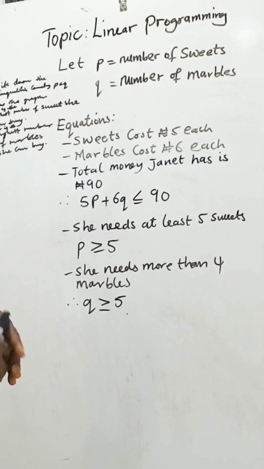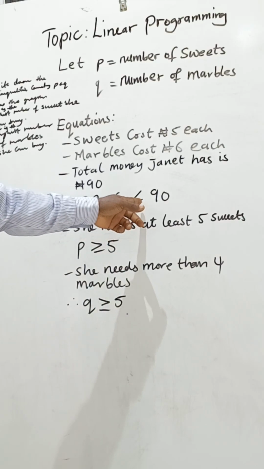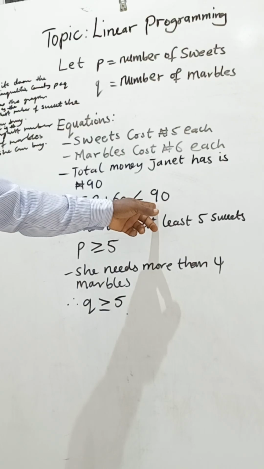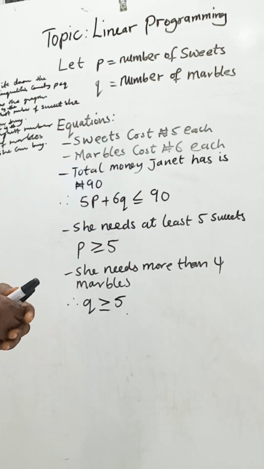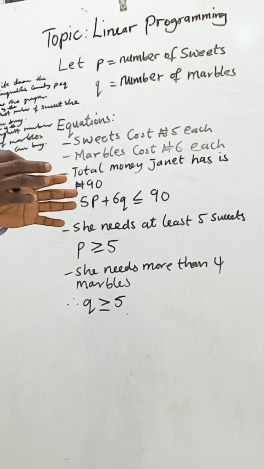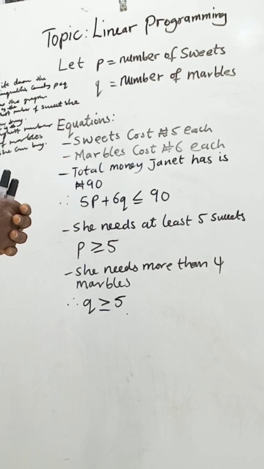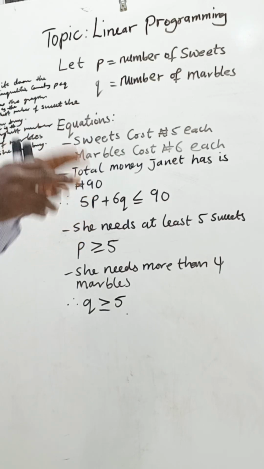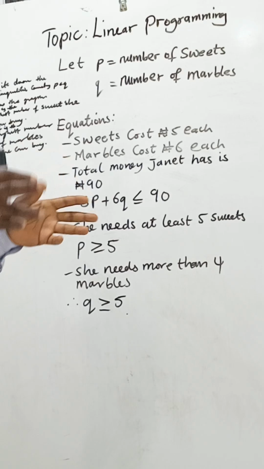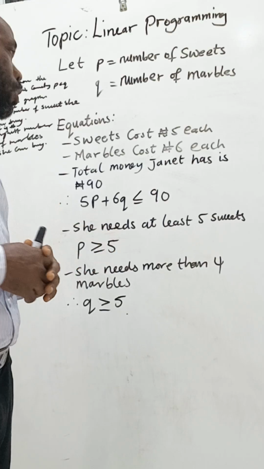So the first thing we need to do, we need to create a table of values for the equation 5p plus 6q less than or equal to 90. Then we will now plot our graph. After plotting the graph, we will locate the feasible region in the graph. That's the region that satisfies all the equations. When we locate that region, we will use the coordinates to calculate the highest value of sweets that Janet needs, or the highest value of marbles that she needs. So let's proceed.